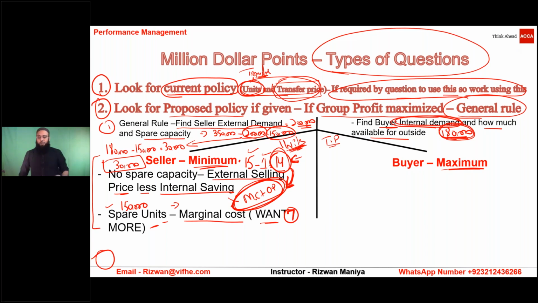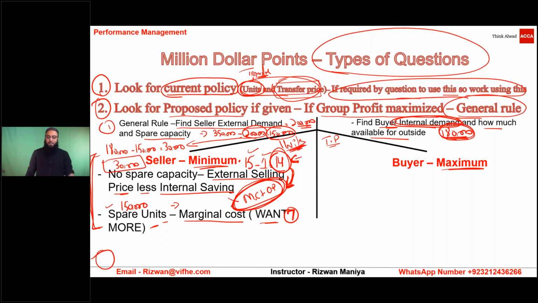Okay. Now, the minimum transfer prices, just remember the rules now. The minimum transfer price, no spare capacity: external selling price, less internal savings. Because the general rule brings you back to the same point. So don't use that general rule. Simply remember this. For spare units, it's marginal cost only. Just remember these rules now.